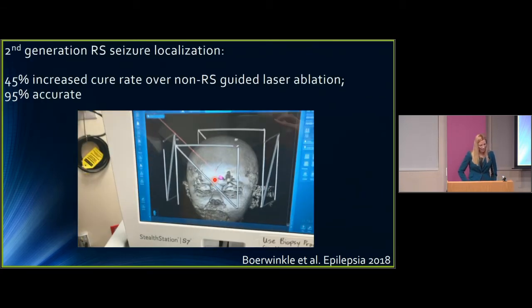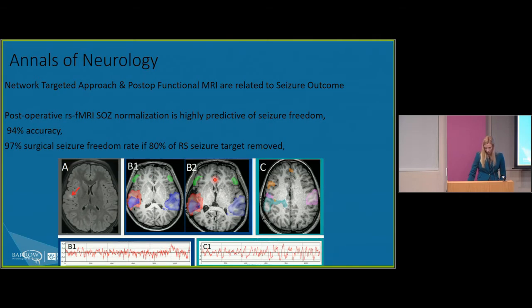All right. So with this next generation of testing, what we found is that we increased the cure rate of epilepsy by 45% using this technology, and we drove the accuracy up to 95%. We recently published in the Annals of Neurology repeat serial testing of resting state functional MRI does correlate with cure of epilepsy. So this is the seizure source prior to surgery.